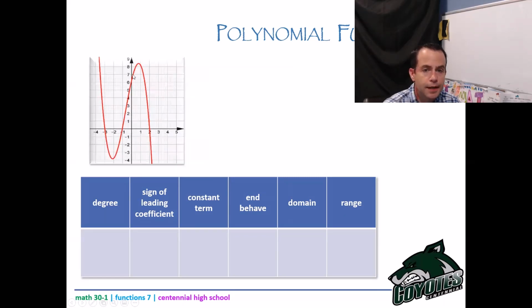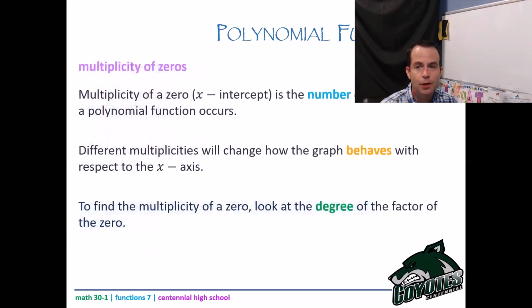Okay, try this guy. 1, 2 turning points, so it's degree 3. Sign of the leading coefficient, well, this graph ends going down. That's the end behavior, so the sign of the leading coefficient has to be negative. The constant term, I'm going to look a little closer here. Looks like it is right on 6 this time. Domain will be real, and range will be real. Okay? You got this.